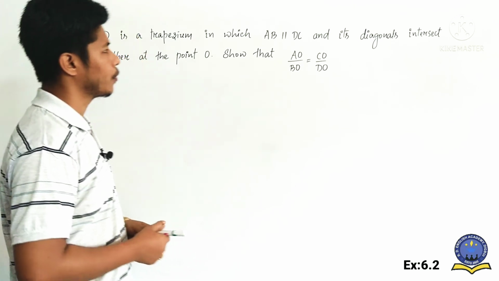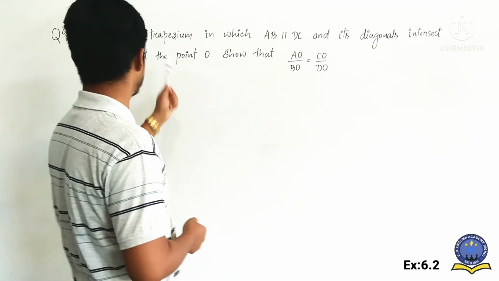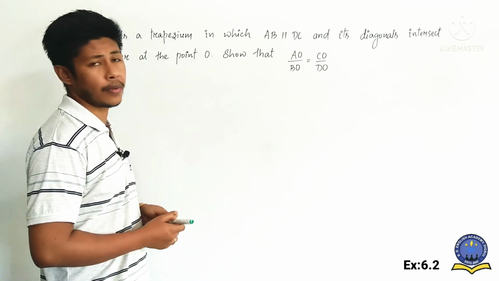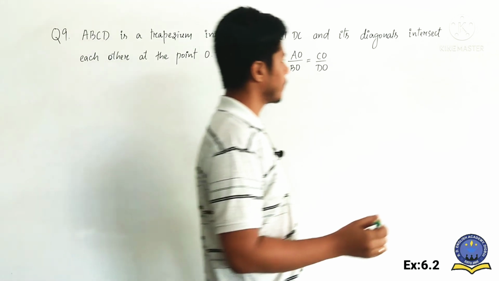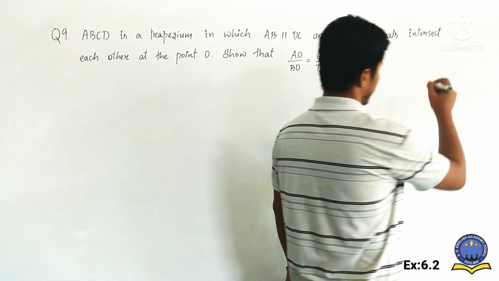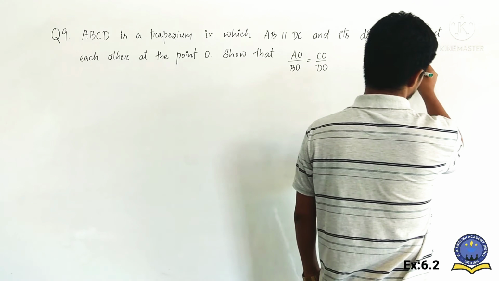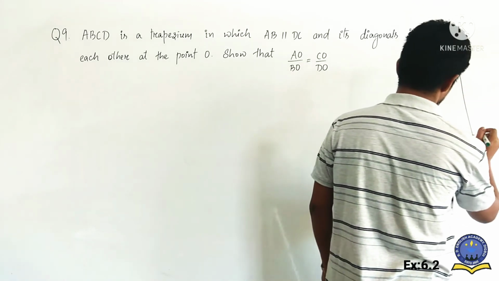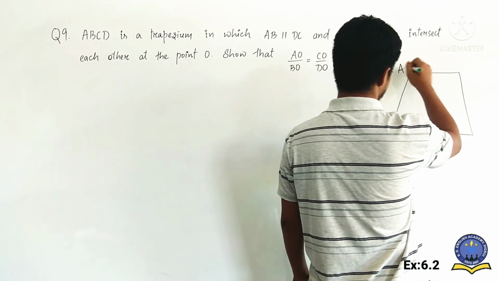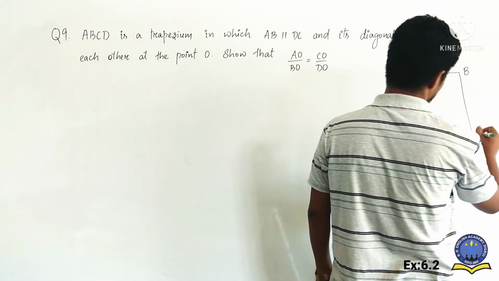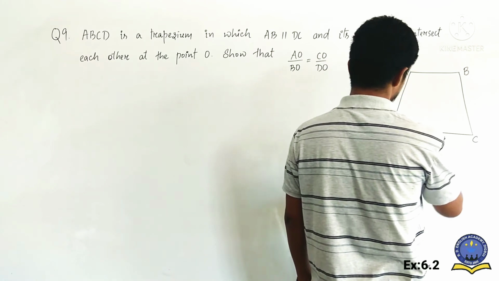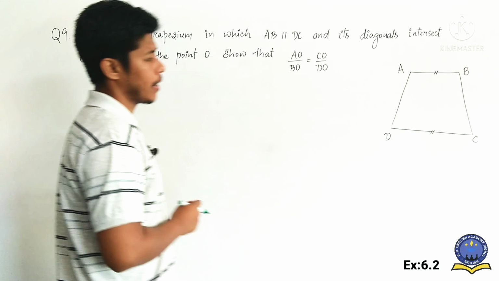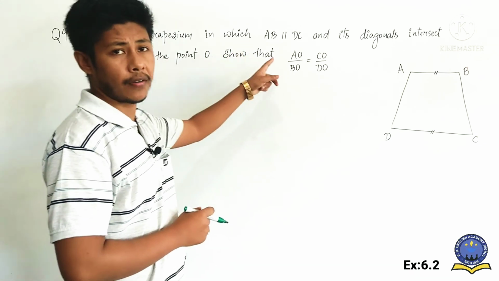To prove this result, first of all we have to draw a trapezium where AB is parallel to DC. Suppose the trapezium is here, and in this trapezium we denote this one by A, here it is B, this one is C, and this one is D. According to our question, AB parallel to DC is already given.